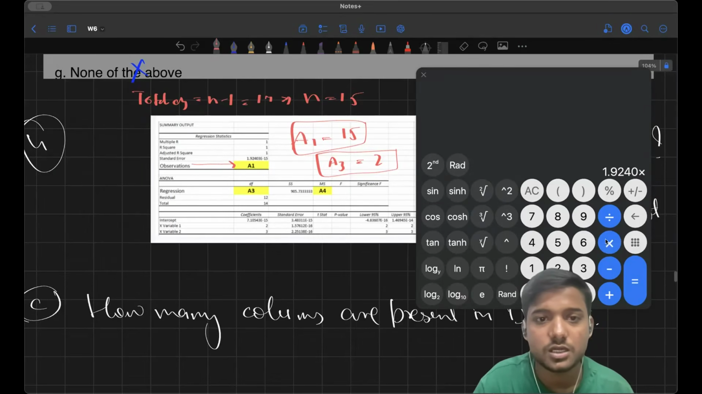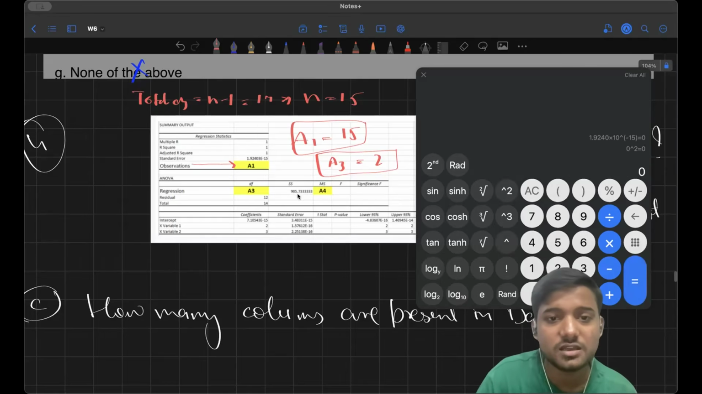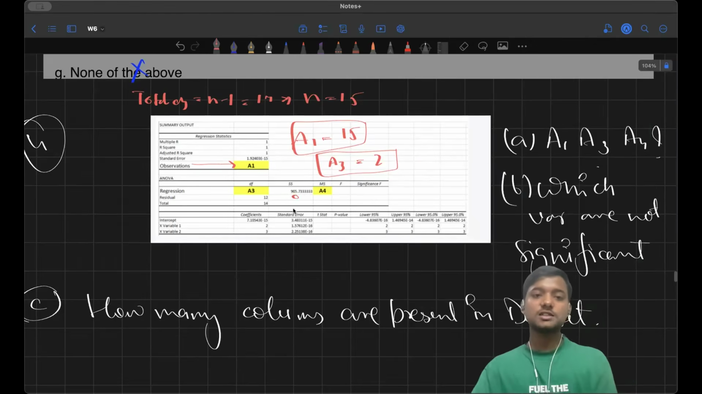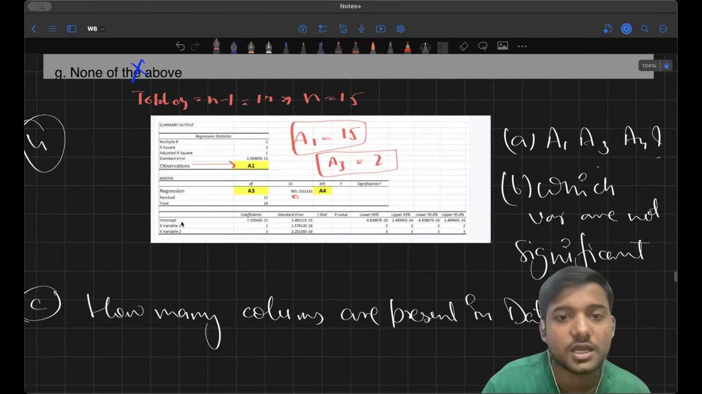1.9240 into, just for the sake of clarity, 10 to the power of minus 50. So I will write minus 50. You see this? It is closer to 0. Then this whole thing, to the power 2, gives me 0. So that means my sum square residual is going to be 0. And when I have sum square residual as 0, therefore my mean square residual will also be 0.